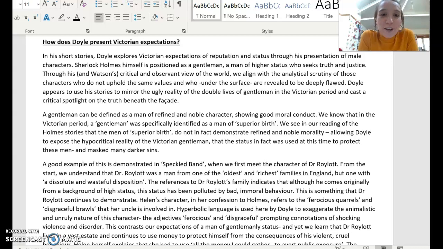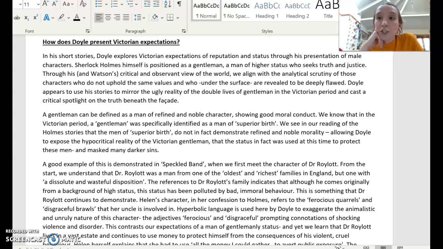Okay, year nine. So I've had quite a few requests for a full model answer, and I think that's a really, really good thing to ask for at this point in the term and just ahead of the assessment. So I've written up a response to one of the two assessment questions, and I've chosen the question, how does Doyle present Victorian expectations?